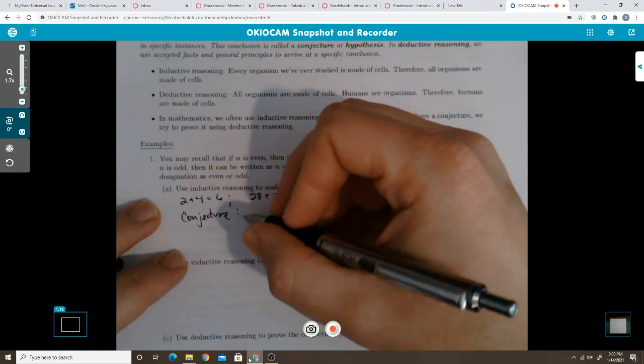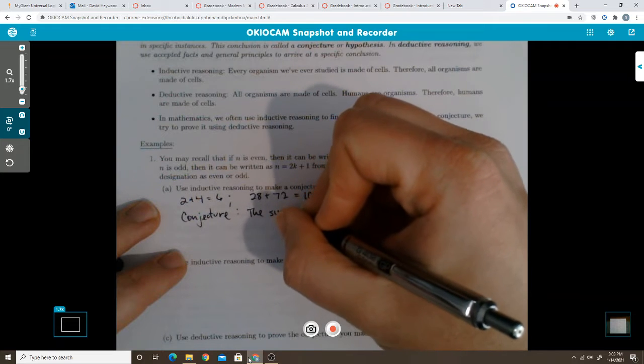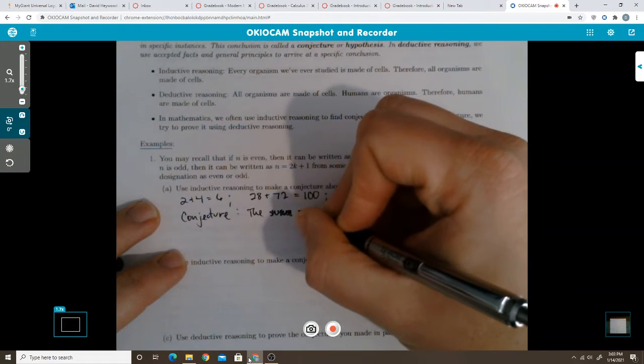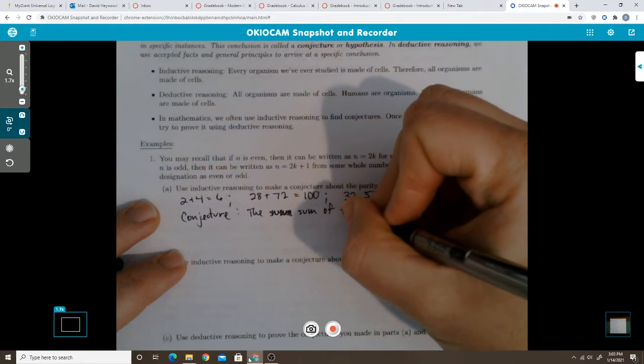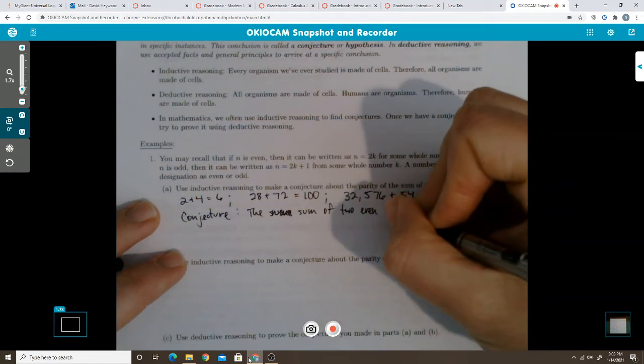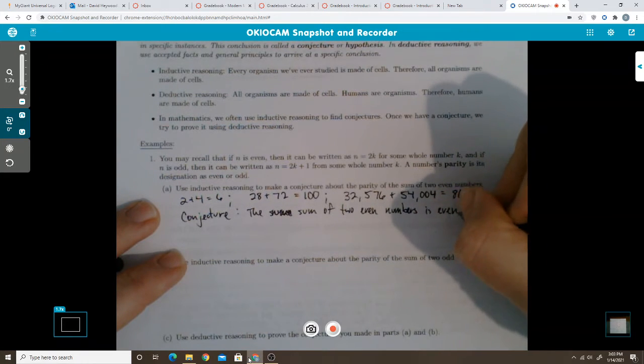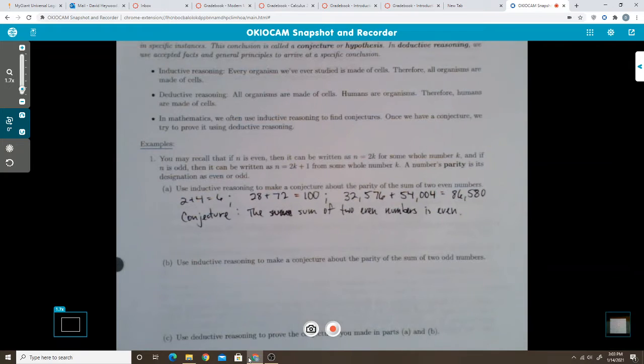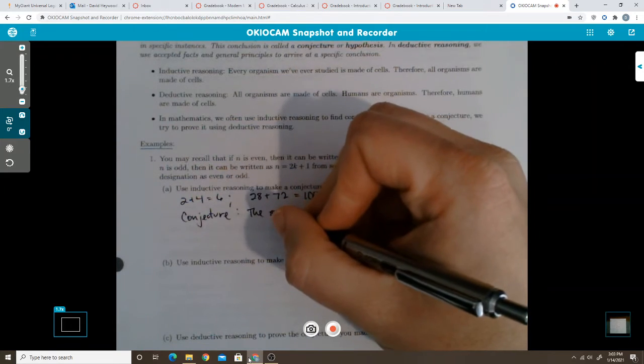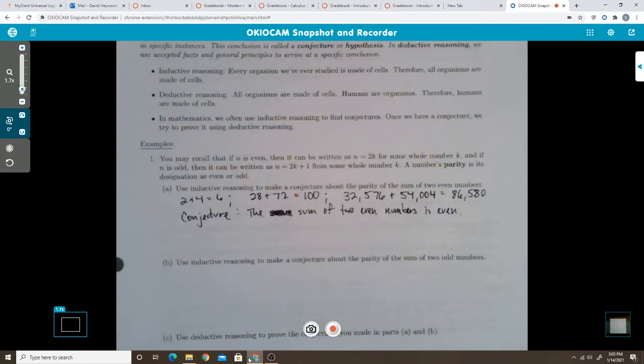So the conjecture is that the sum of two even numbers is even. Okay. So that's inductive reasoning, right? We're saying, well, we looked at a bunch of examples, and based on our examples, we always got an even number. So we're going to go ahead and conjecture that the sum of two even numbers is always an even number, right? So that's inductive reasoning.